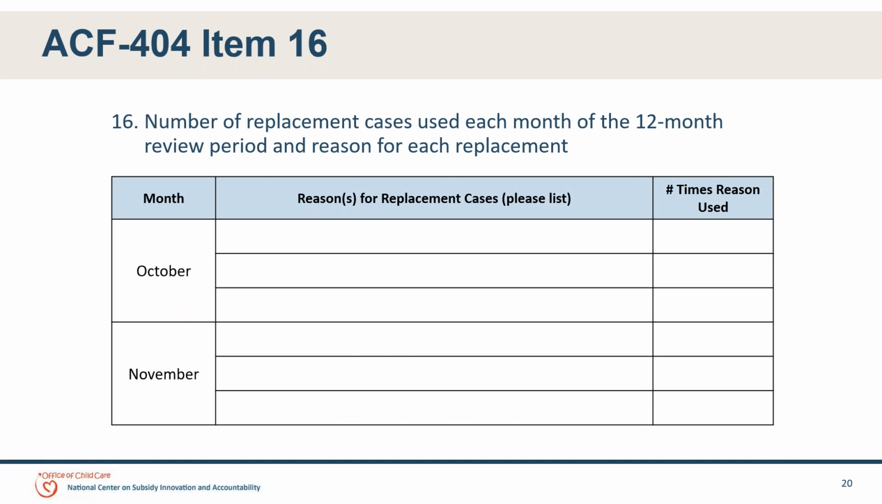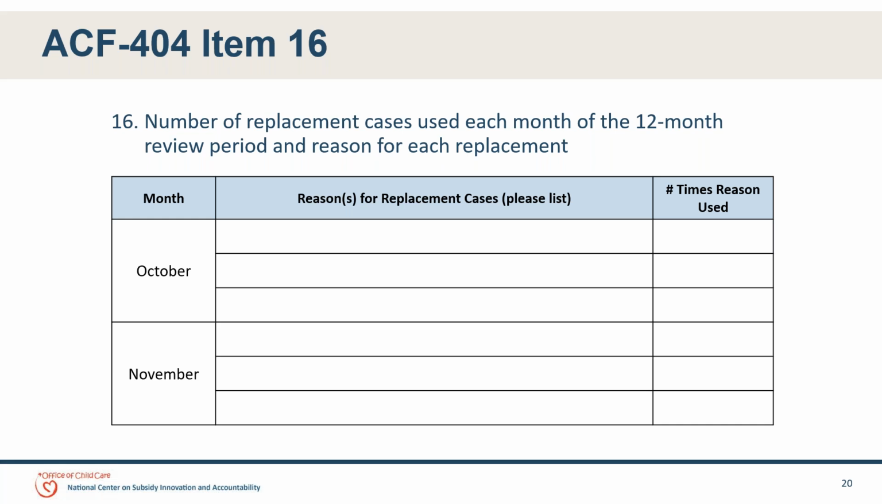And item 16 on the ACF-404 asks for some information on any replacement cases that were used. As a reminder, you must receive approval from the regional office before using a replacement case. If you did use replacement cases, please double check that you have that approval from the regional office. If you don't, then please reach out to your regional program specialist as soon as possible. Otherwise, this might delay us in being able to review and approve your 404 report.